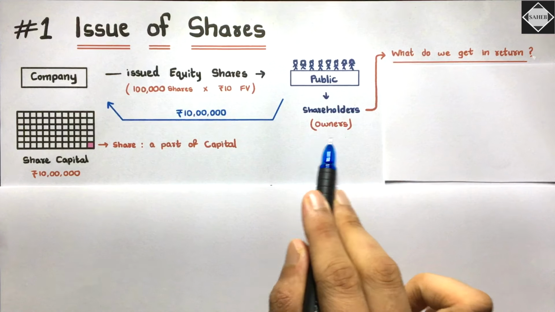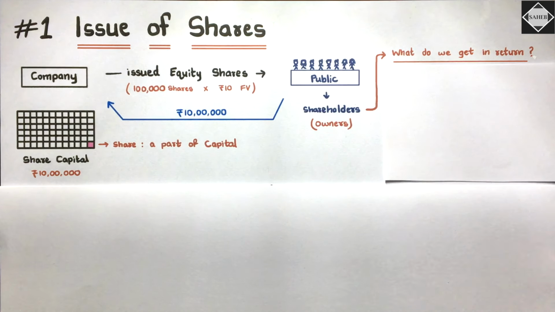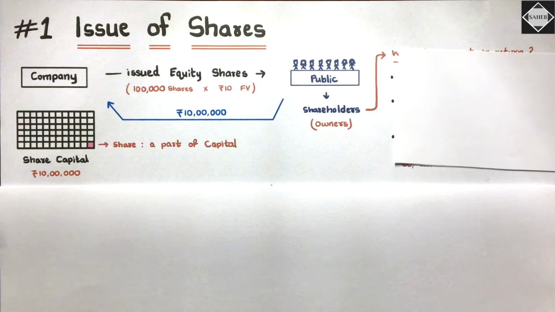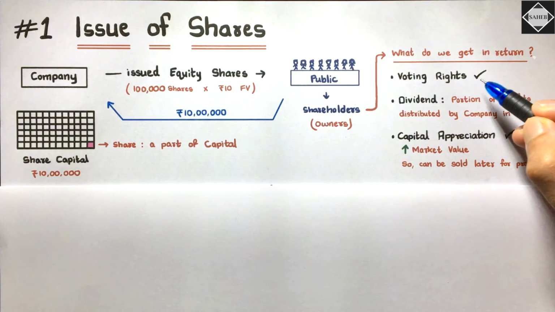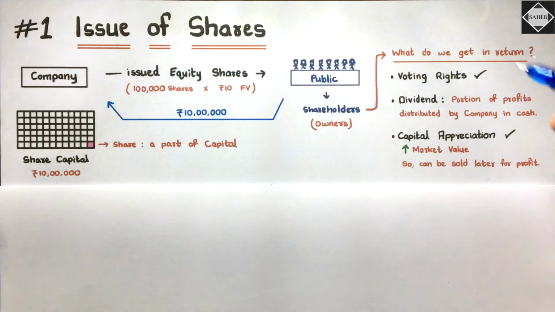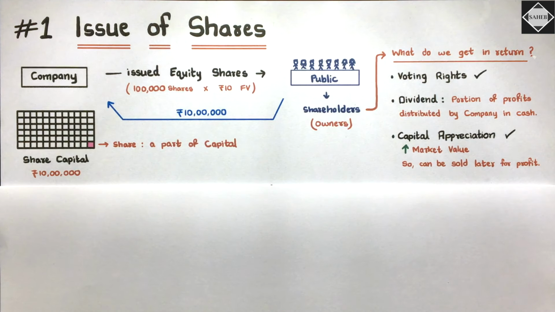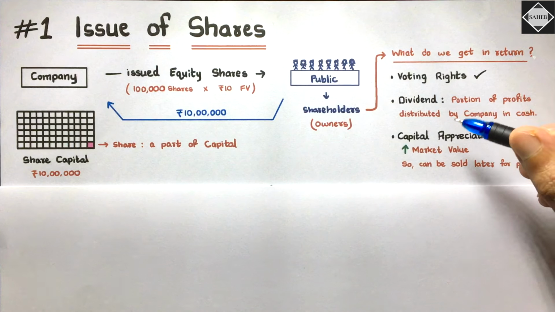They are now owners. Now you will wonder what these people, the shareholders, will get in return. They are the owners, so they have a say in what will happen in the company, right? So they will have voting rights to vote on the key matters of the company. One share will have one voting right. Then they will also get money, right?